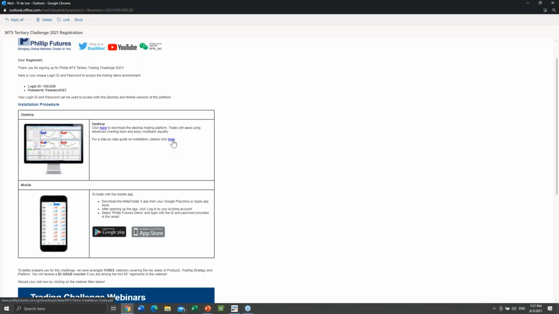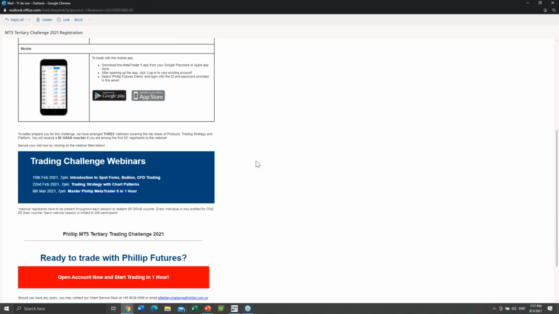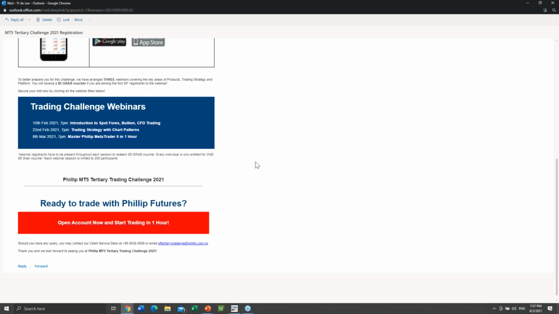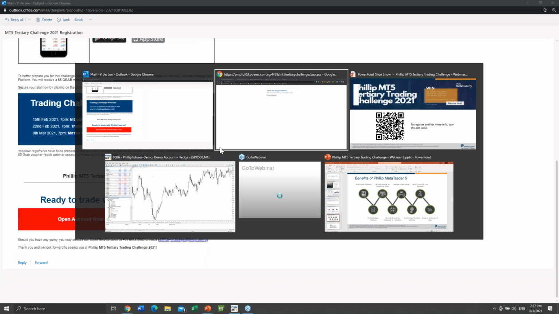And of course, MetaTrader 5 is also available on the mobile application, so you can trade on the go. Other than that, this is information on the 3 webinars that we have posted, timing, and also some details. And last but not least, the link to open an account if you would like to. Okay, so let me just skip that down.